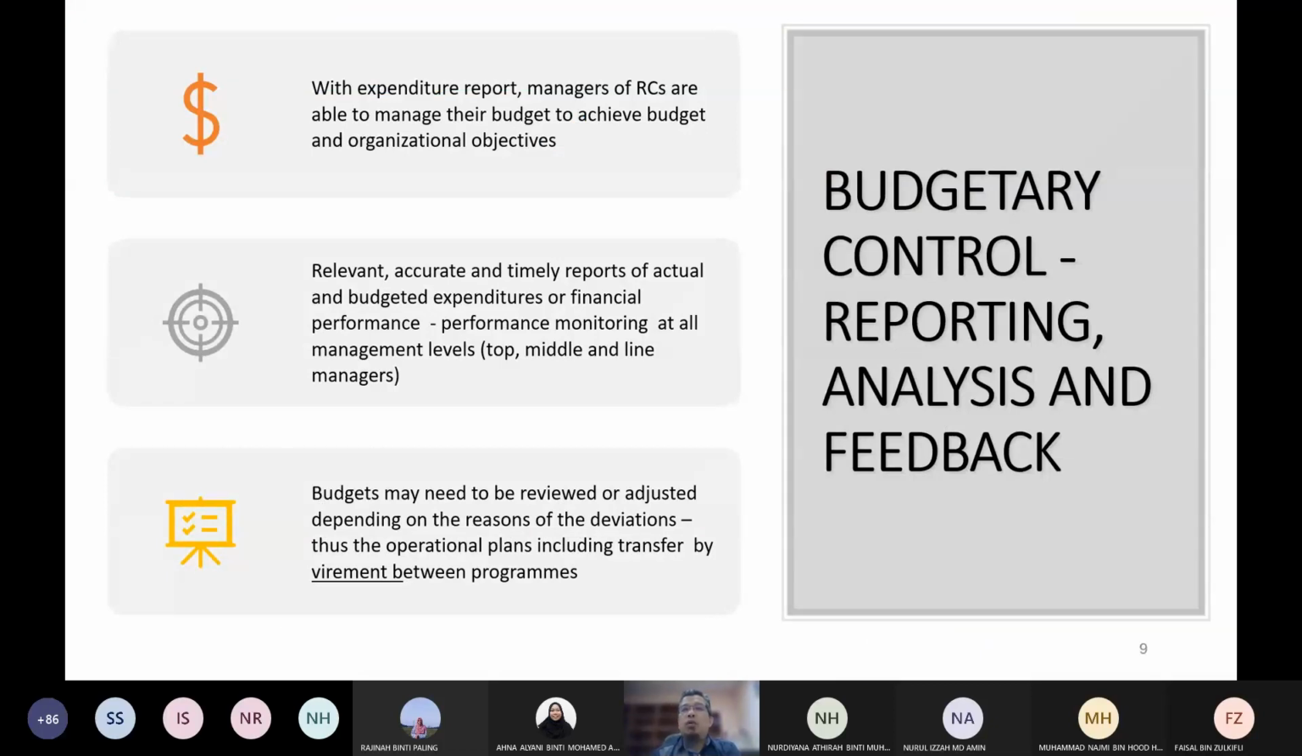Okay, definitely the tools for budgeting control is the reports. Okay, with expenditure reports, managers of responsibility centers are able to manage their budget to achieve budget and organizational objectives. Okay, of course, for every report, there should be relevant, accurate, and timely reports of actual and budgeted expenditures or financial performance, part of performance monitoring at all management levels.